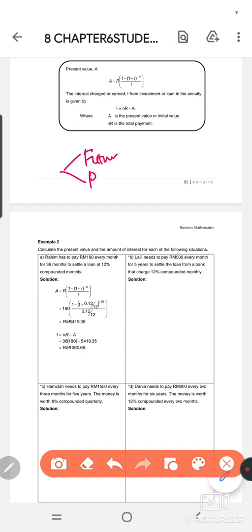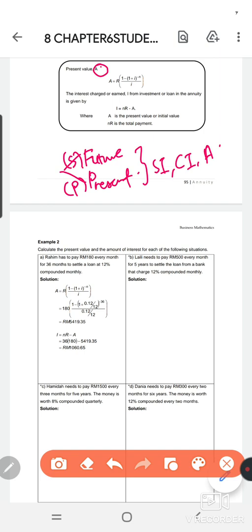Okay, ni sama juga dalam simple interest kita ada, dalam compound interest kita ada, dalam annuity pun kita ada dua konsep ni. Okay, cumanya kalau present value untuk annuity kita gunakan dia sebagai A. Kalau biasa kita guna kat sini P, kat sini S. Okay, tapi dekat sini kita guna nilai A. Okay, so the formula of present value A equals to R (1 minus (1 plus i) to the power of negative n) over i.